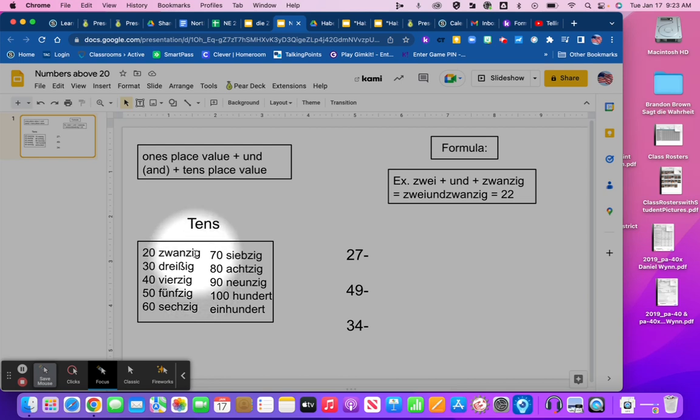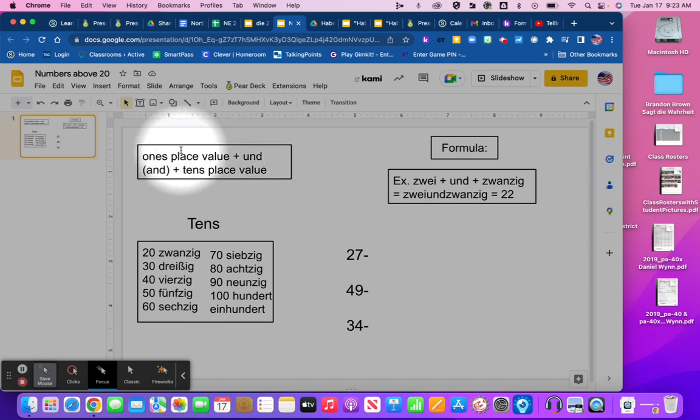Now, so you know the numbers 20 through 100 in the tens place value, you need to learn how to add the ones place value to make all the numbers between 20 and 30, 30 and 40, 50 and 60, and so on and so forth. There's a formula to do that, and that's over here. You have the ones place value, the word und, which means and, and the tens place value. And when we put all of that together, we can form a number above 20 between the tens numbers.